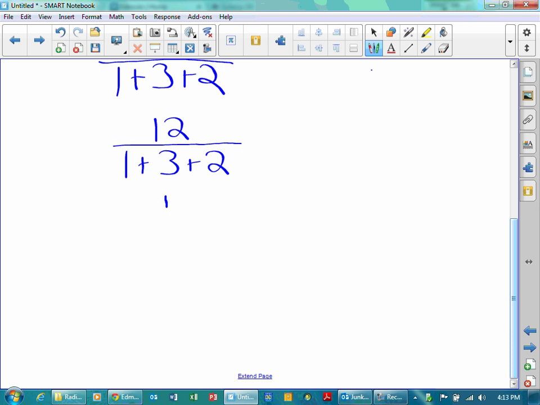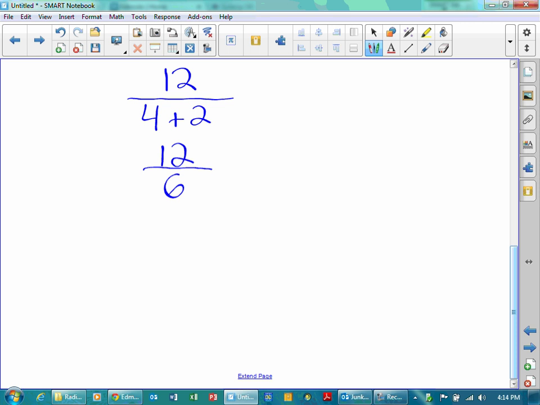Okay, denominator, 1 plus 3, 4 plus 2, and then we divide. 12 divided by 6 is 2.